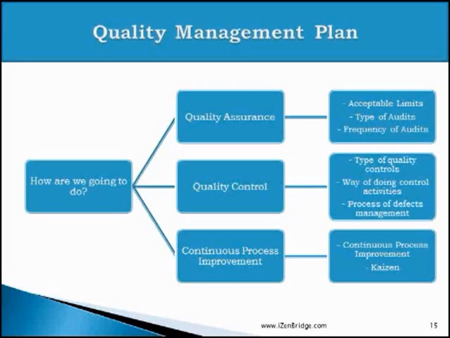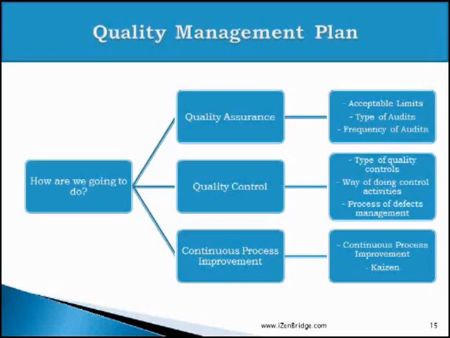In detail, the quality management plan talks about the acceptance limit for various errors, various tolerances, the type of audits applicable for the project, the frequency of audits, and the type of quality control activities we will follow, like the type of testing or cycles of testing we plan to do in our project. It also covers the way of doing quality control activities: how are we going to test, what is the recommended way of doing integration testing, and what is the recommended way of doing regression testing. All of that goes into the quality management plan.